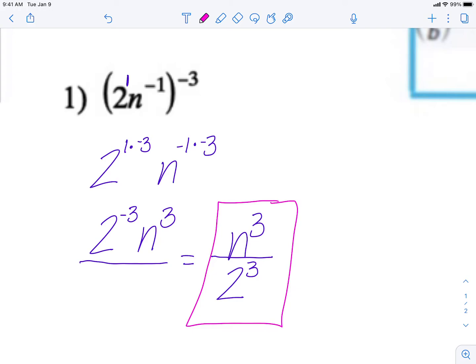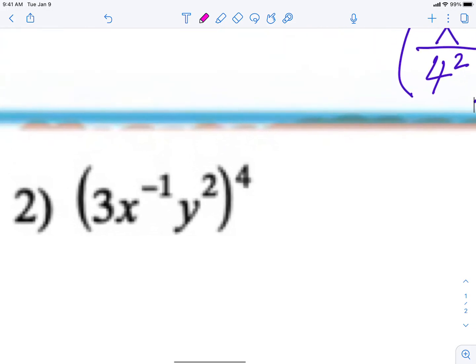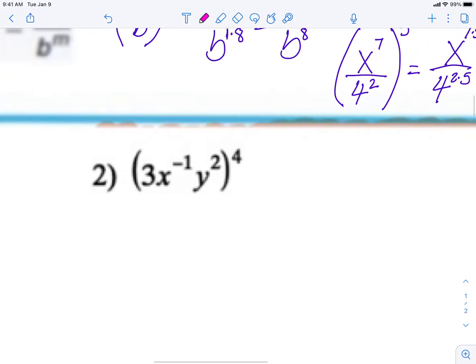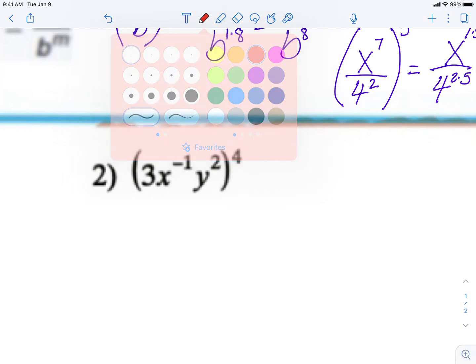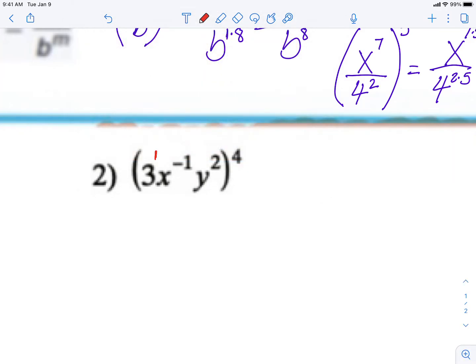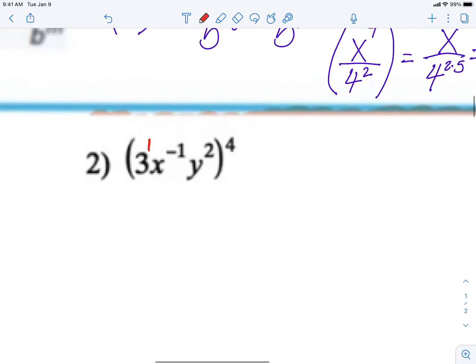Okay. Let's do number 2. Let's check out number 2. Okay. So again, with number 2, we're going to see that this 3 has a little invisible exponent of 1 here. Let's see. X has an exponent of -1, and y has an exponent of 2, so I don't have to write 1. So let us distribute this 4 here.